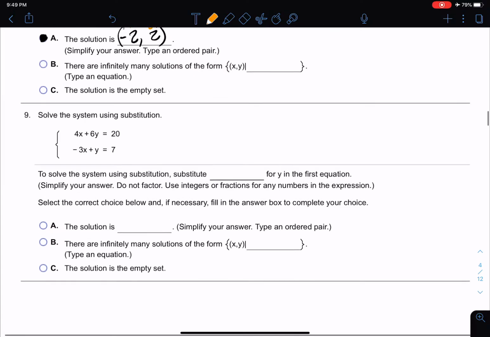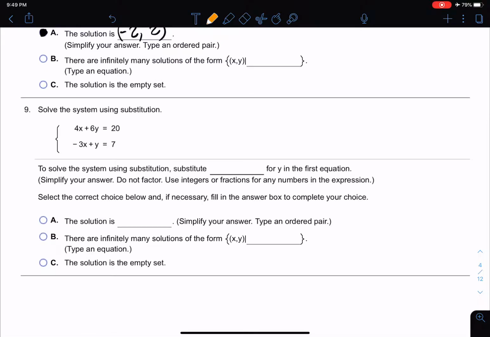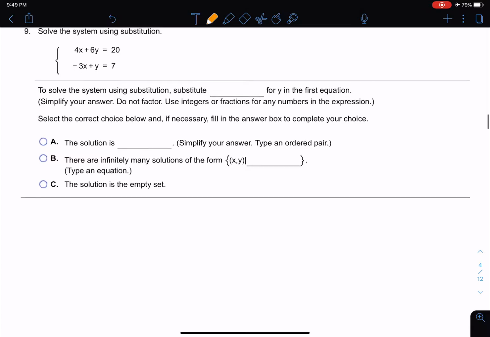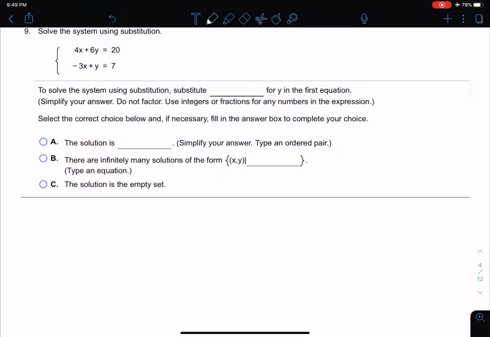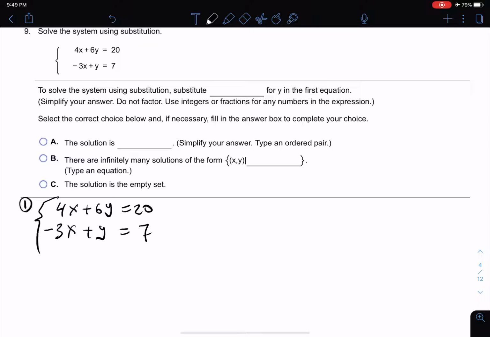Okay, moving on. It says solve the system by using substitution. Okay, here we go again. We got a little space on the bottom, which is awesome. I'm going to go ahead and copy this down right here. So the system of equations is 4x plus 6y equals 20. And the second equation is negative 3x plus y equals 7. There's my system. I'm going to call this equation number 1. I'm going to call this equation number 2 so I can refer back to those.